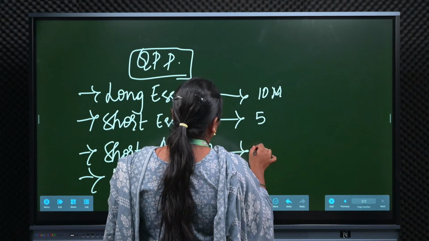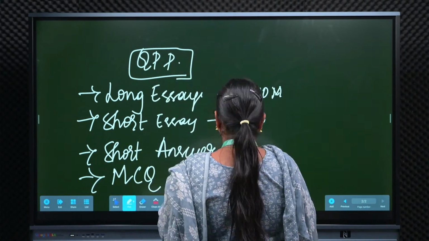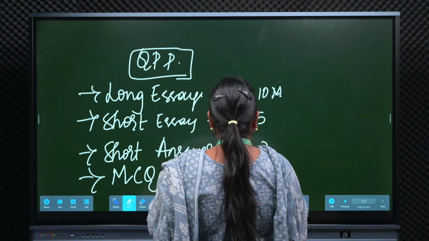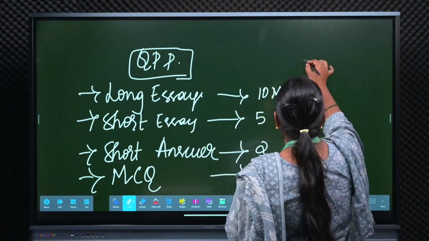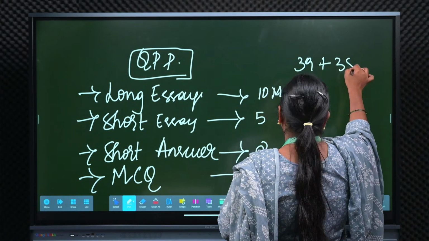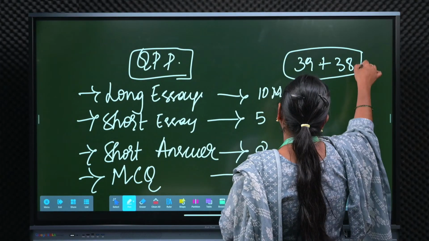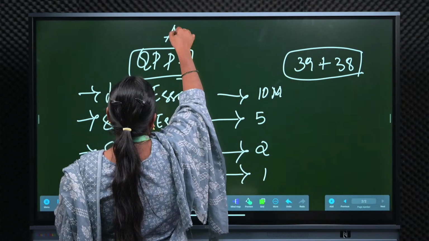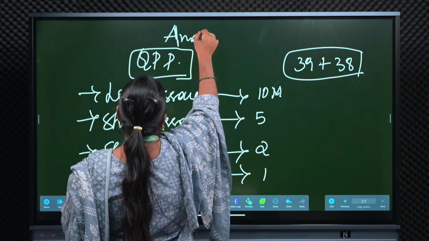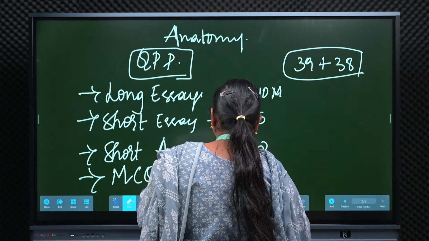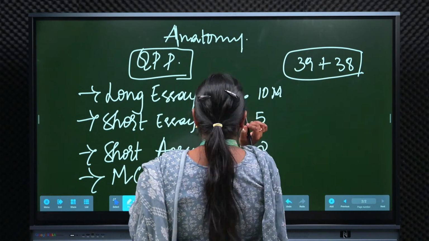and we have 2 marks questions and 1 mark questions. So totally 39 and 38, like this for both QPs. This anatomy, I am speaking about anatomy here. So when it comes to this anatomy, we have a question pattern.